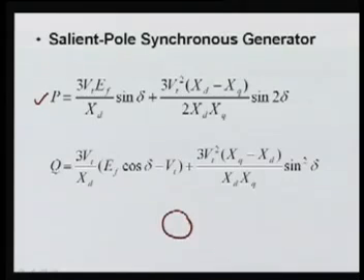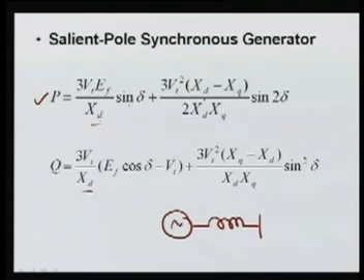This is your generator. Here we have a reactance, and this is your terminal voltage. So here we have two reactances, Xd and Xq. The real power is 3 times Vt Ef upon Xd, and we have another term here. That term is 3 times Vt square (Xd minus Xq) divided by 2 Xd Xq, sine 2 delta.